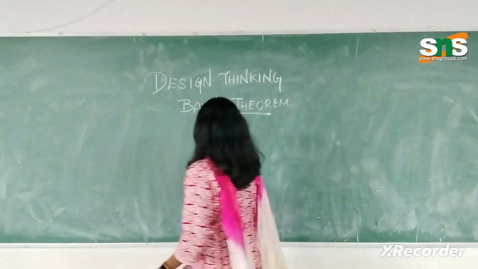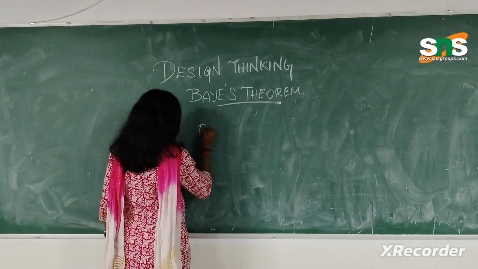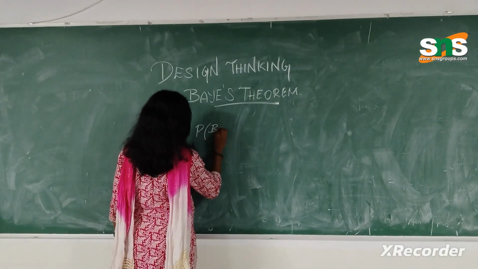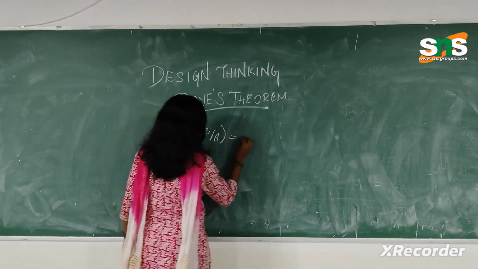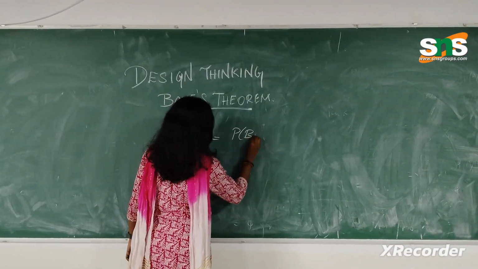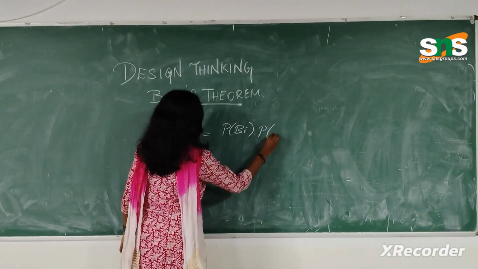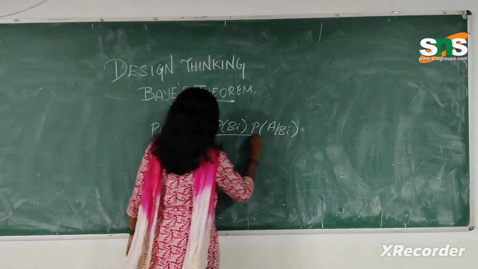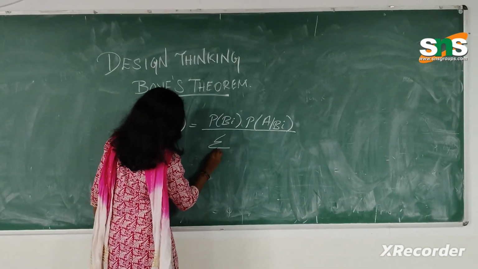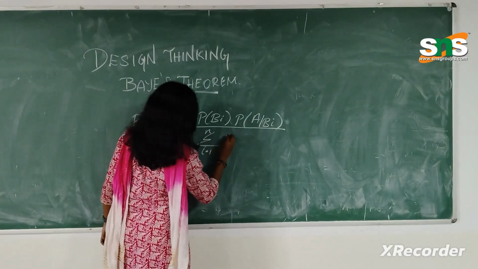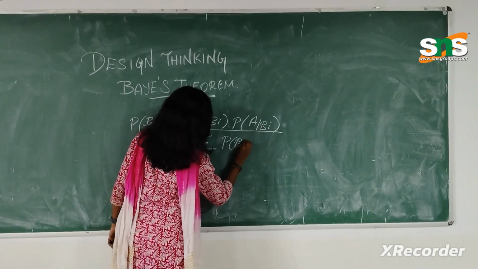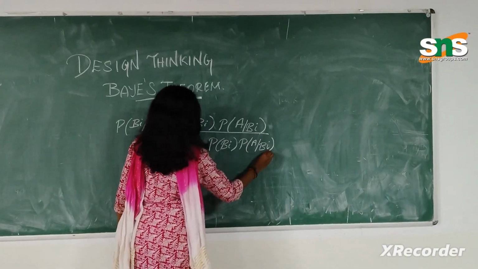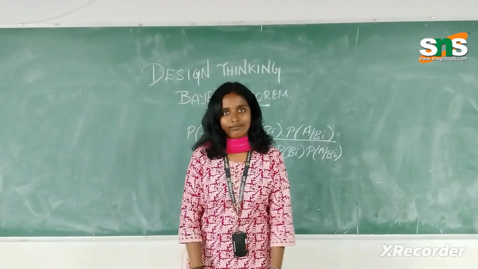Here the formula is P of Bi by A equal to P of A by Bi P of Bi, divided by summation i equal to 1 to n of P of Bi P of A by Bi. Yes, very good. So this is the formula for Bayes.